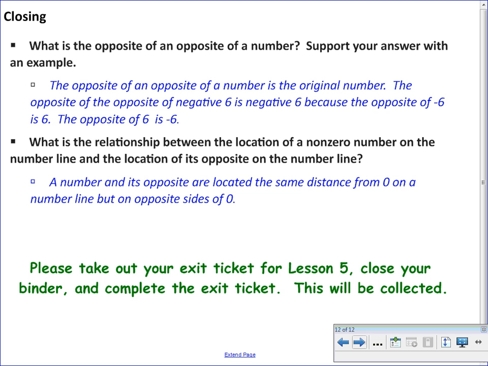Why did they say non-zero number in here? Why did they write non-zero number? Why couldn't we use 0? Any number except 0, that's what it's saying. Well, because what's the opposite of 0? 0. So it can't be equal distance from 0 if it is 0. The opposite of 0 is 0. So that's why they specified any non-zero number, because 0 has its own rules, okay?